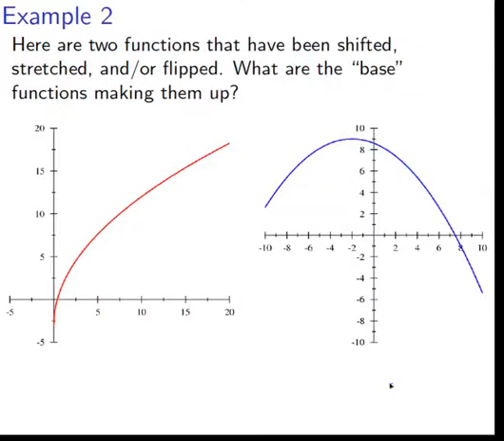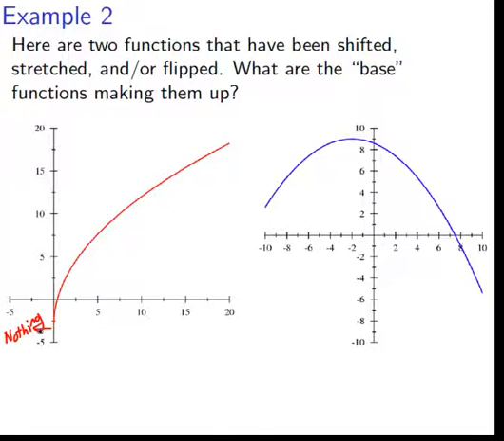Great. Next, here's two functions that have been shifted, stretched, and or flipped. What are the base functions making them up? So for this first one, the red graph, we think, oh, well, it looks kind of like a parabolic arc, but a parabolic arc on its side, well, it's parabola. Oh, hey, look, over here, there's nothing over on the left side. So if there's nothing on the left side, it's cut out the negative side. It's cut out the left side. What cut out one side?